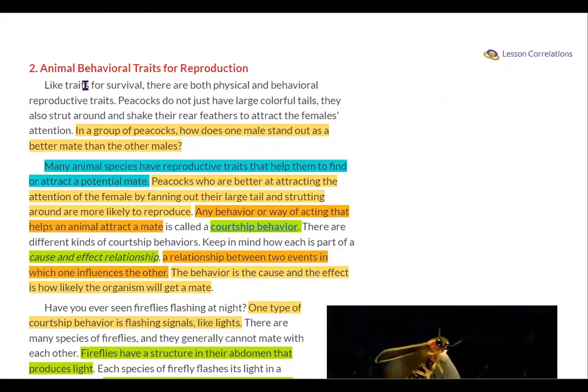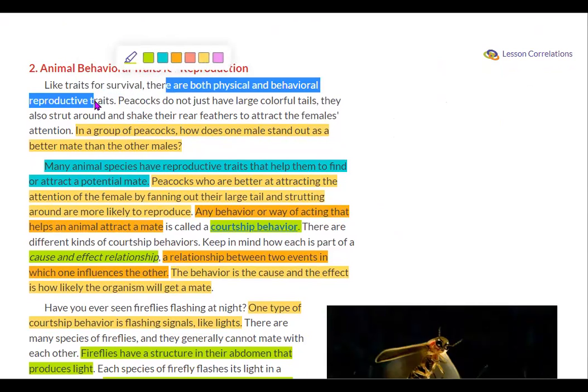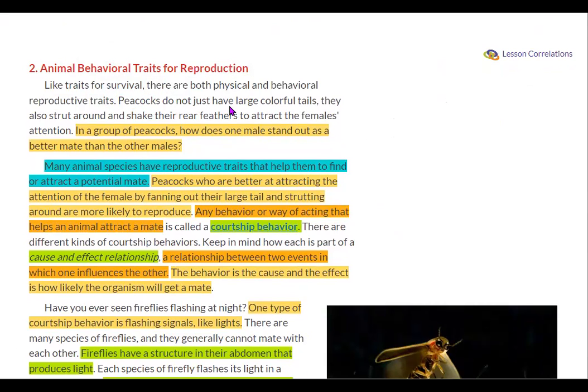And so section 2, animal behavioral traits for reproduction. Like traits for survival, both physical and behavioral traits also are present for reproduction, right? We talked about physical and behavioral traits for survival. There are physical and behavioral traits for reproduction.